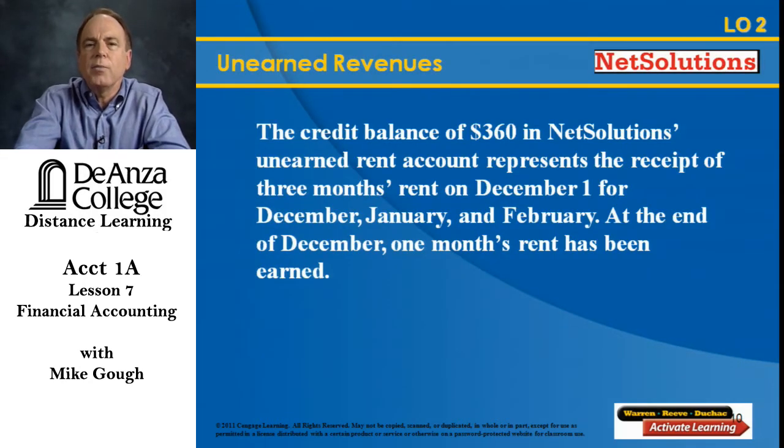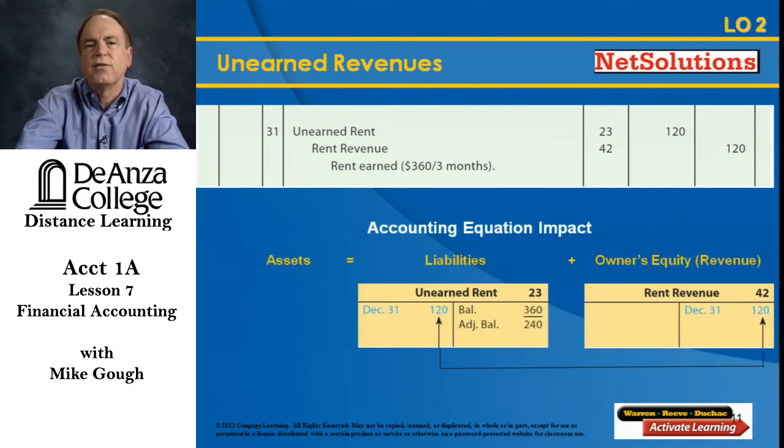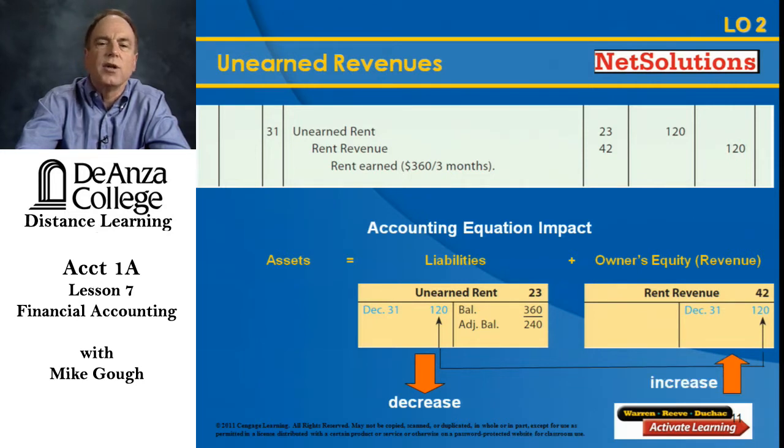Okay. The credit balance of $360 of Net Solutions unearned rent account represents the receipt of 3 months' rent on December 1st for December, January, and February. So we've earned 1 month's worth of rent here. So we're going to debit unearned rent $120 and credit rent revenue for the same amount. That's $360 divided by 3. So in this example, what we see is that our liabilities are going down and our revenues have gone up.